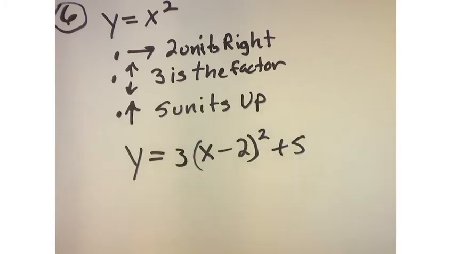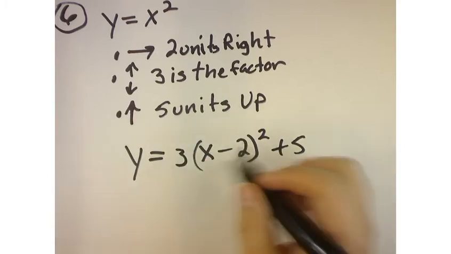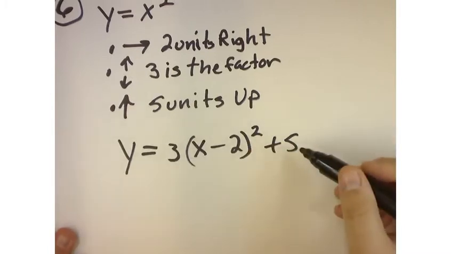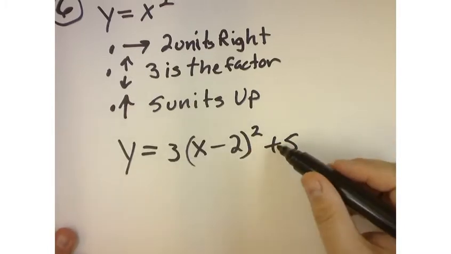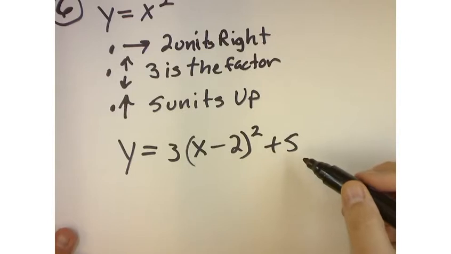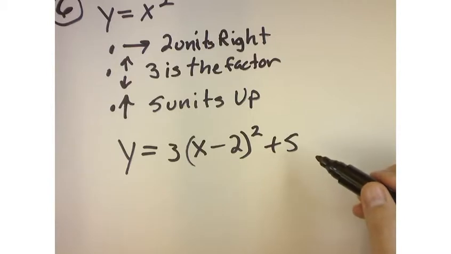I think I made a mistake on that last example. See, if I multiply the 3 by everything, then I get plus 15 at the end. Right? So I really want to be careful how I do this, because I really want that plus 5 at the end.